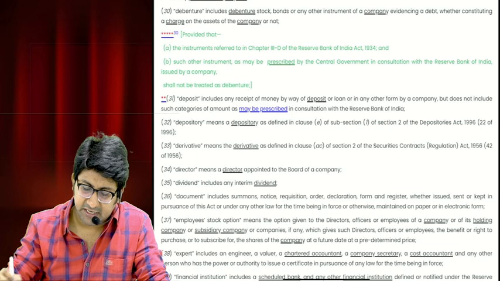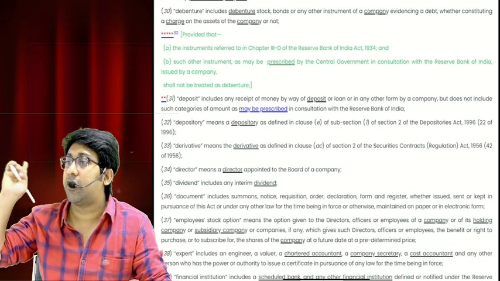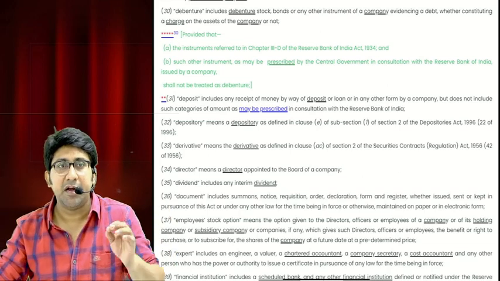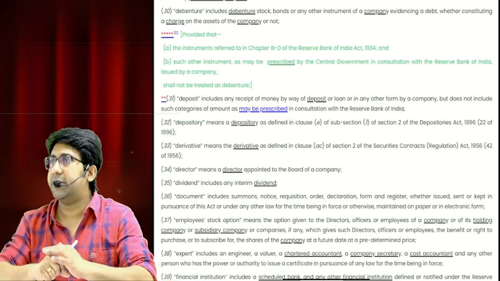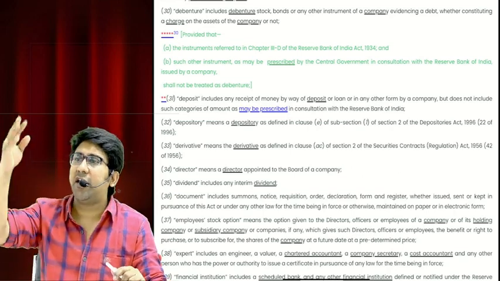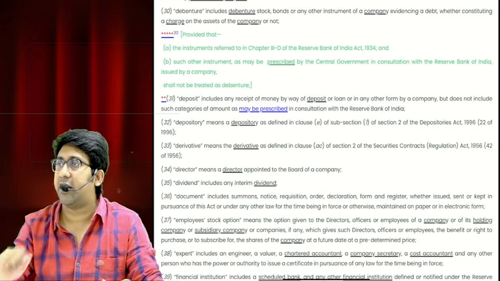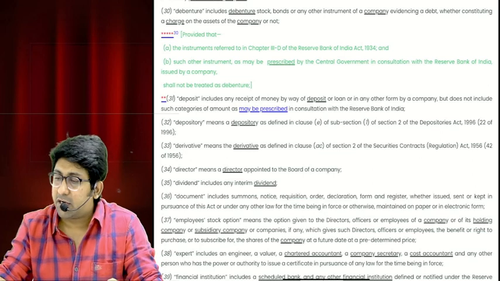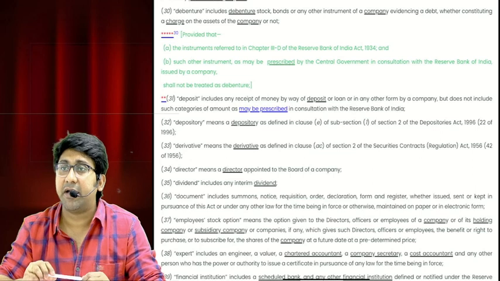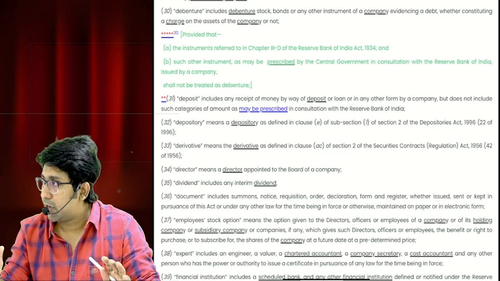So therefore, such other instruments prescribed by the central government in consultation with RBI shall be treated as debenture or shall not be treated as? Now tell me, what is a debenture? Debenture includes debenture stock, bonds, any other instrument evidencing the debt. That's all, this is the main idea. What are not included in that? Bonds under the RBI Act. Next one, bonds prescribed by the central government in consultation with the RBI. Everyone understood?